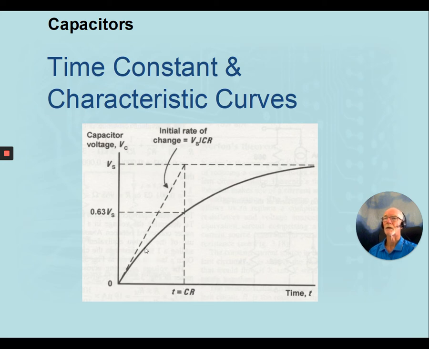It slowly decreases its rate of charge, and after that time, of the time constant, C times R, it has in fact only reached 0.63, or 63.2% to be a little bit more accurate, of the maximum value.